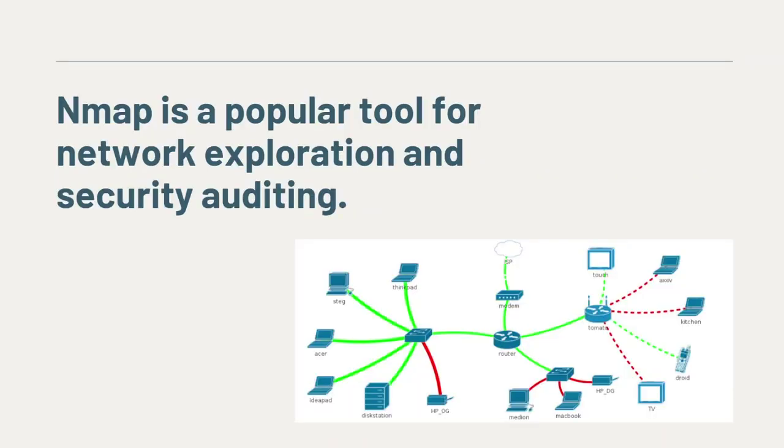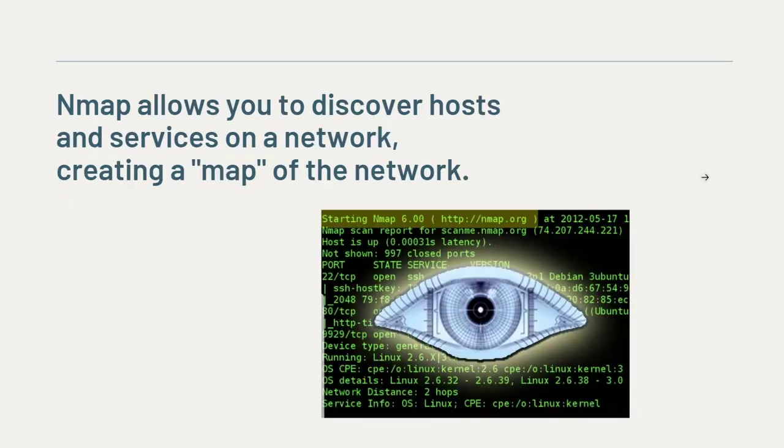Nmap is a popular tool for network exploration and security auditing. This means that you can use Nmap to find out what devices and services are running on a network, such as computers, routers, printers, web servers, etc. You can also use Nmap to check how secure your network is by finding vulnerabilities and misconfigurations that could be exploited by attackers. Nmap allows you to discover hosts and services on a network.